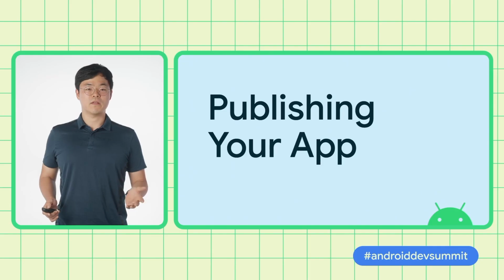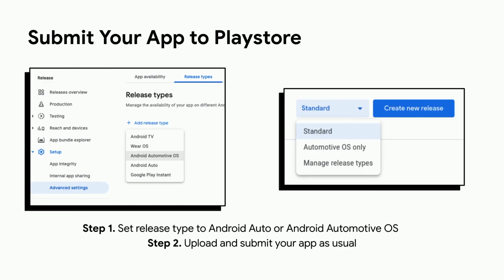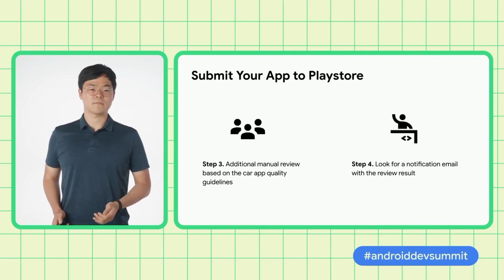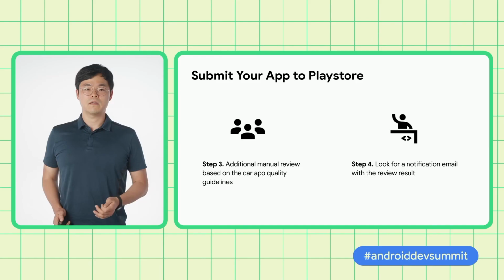The process is very similar to the regular app publishing process, so we will only note the differences. To submit your car app, in the Play Store console, click Setup, Advanced Settings, and Release Types. Select Android Auto or Android Automotive OS depending on your car app's build target. When uploading your APK, select Standard Release Type for Android Auto and Automotive OS only for Automotive OS. After submission, there may be additional reviews based on car app quality guidelines. When the review is complete, you will receive a notification email with the result.